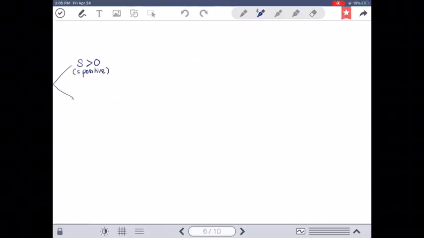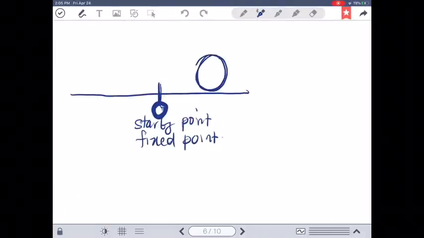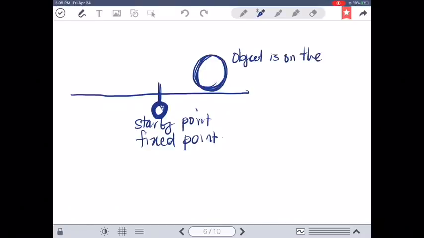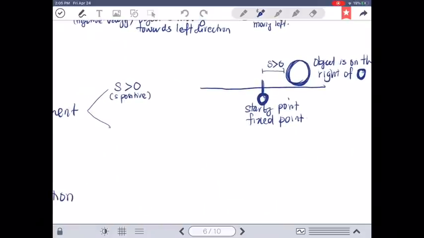It means that, suppose that we have a starting point O. This is not 0, this is O. O is just a starting point, or sometimes it's also called a fixed point. So when s is greater than 0, it means that the object is on the right of O, which means that displacement s is greater than 0. So the position of the object is on the right of O.